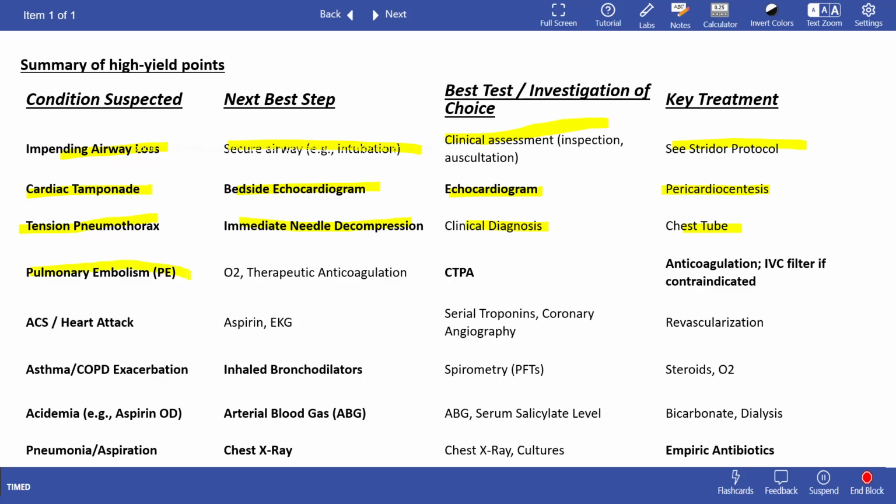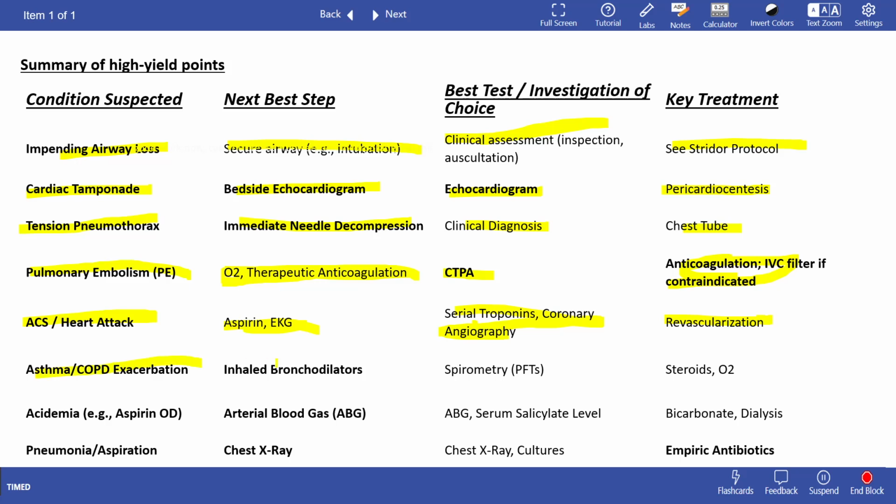If it is a pulmonary embolism case, we do therapeutic anticoagulation. Best test is CT, anticoagulation, IVC filter if contraindicated. Acute coronary syndrome, heart attack, we would do aspirin, EKG, serial troponins. Coronary angiography is the best test. Revascularization is the treatment.